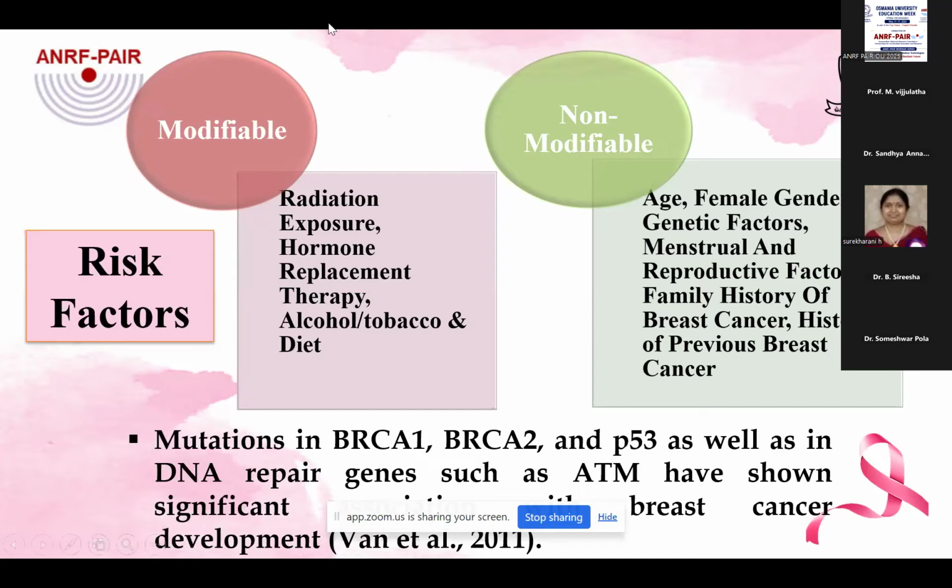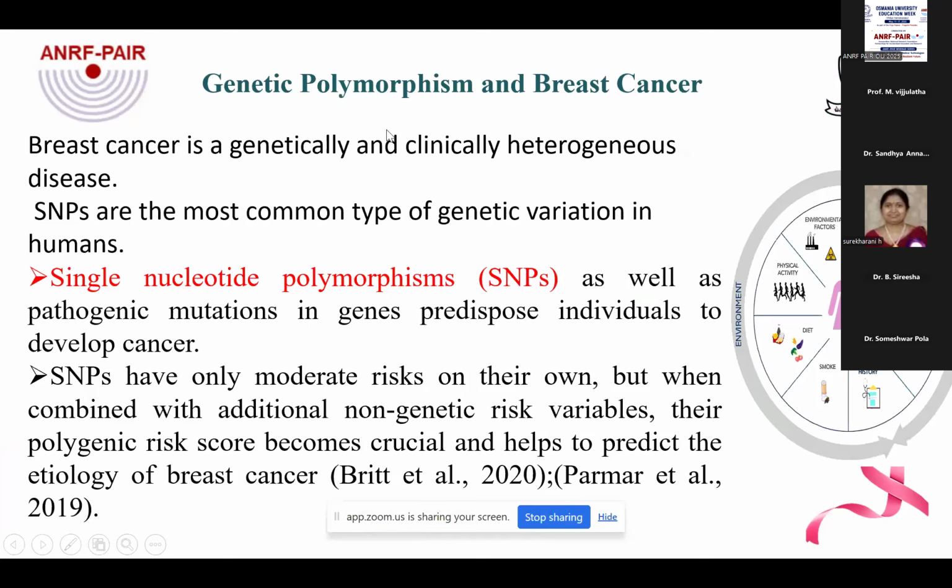And as you all know, mutations in BRCA1, BRCA2, and P53, as well as in DNA repair genes such as ATM, have shown significant association with breast cancer development. And then the genetic polymorphism. Breast cancer is a genetically and clinically heterogeneous disease, so both genetic factors and environmental factors are contributors. SNPs are the most common type of genetic variation in humans. These single nucleotide polymorphisms, as well as the pathogenic mutations in the genes, predispose individuals to develop cancer.